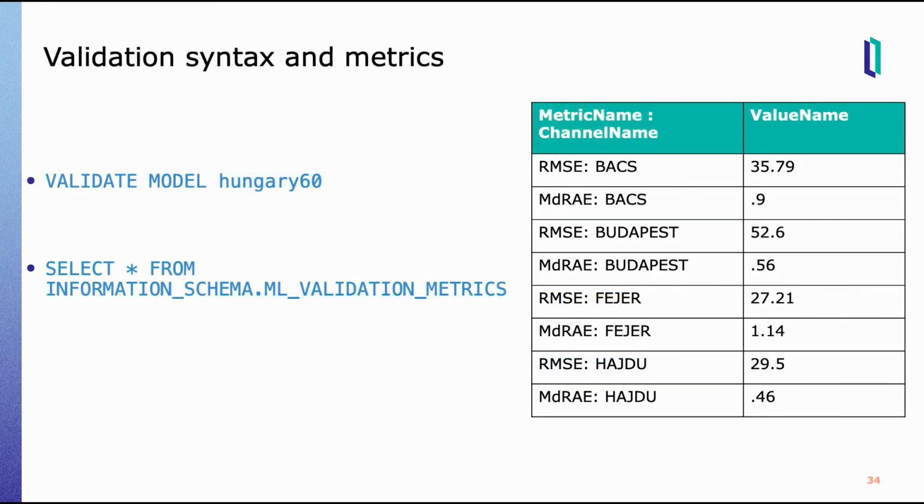So let's take a look at the syntax we would use here. We start with a simple validate model, Hungary 60, which is the name of the model we defined earlier. This generates the validation runs and metrics. And then we can use a select statement to view the validation metrics table, which will include all applicable metrics in a single place, which is really nice to find and compare and to look at.